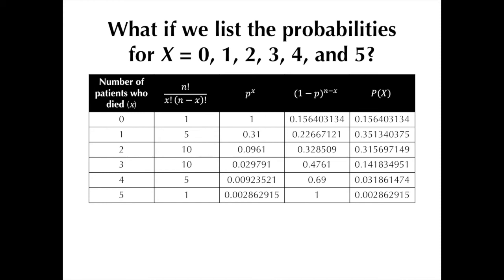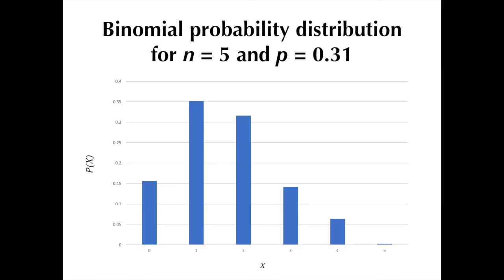Now, if we're to graph all these resultant probabilities in a vertical bar graph, we get something like this. Now, if we're to smoothen this graph, we won't get a symmetrical bell-shaped curve that you'd expect from normal distribution, which we'll be taking up in a subsequent video. Now, take note that this is the binomial probability distribution for n equals 5 and p equals 0.31.